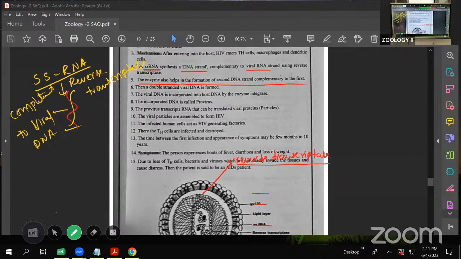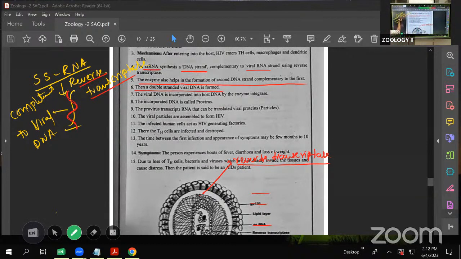First, the virus enters our body. The ssRNA is synthesized in the presence of the reverse transcriptase enzyme. One DNA strand is formed. After that, for the single strand, the complementary second strand is also formed inside the human, in the presence of the same enzyme, reverse transcriptase. Then the double strand viral DNA is formed.